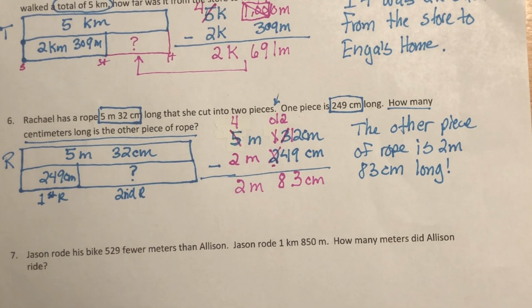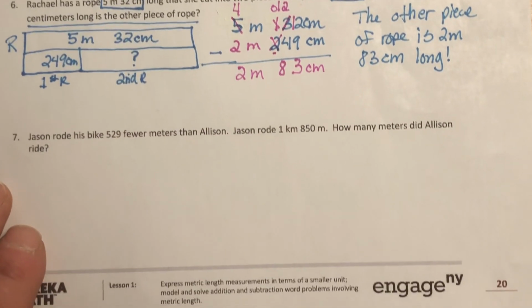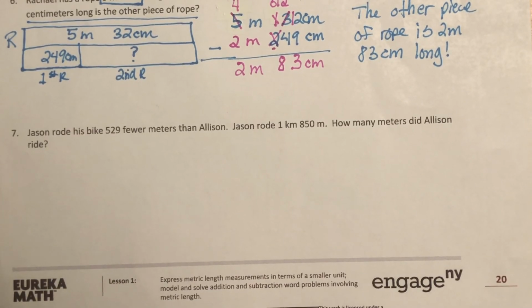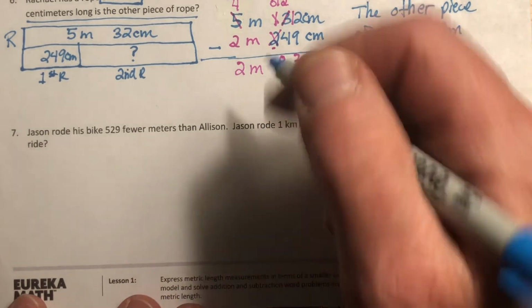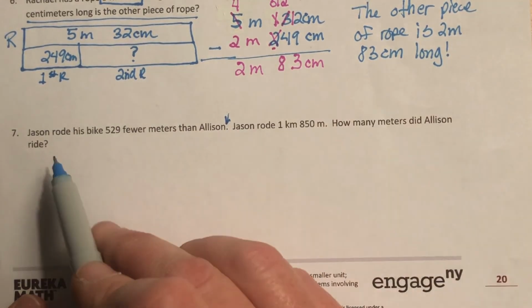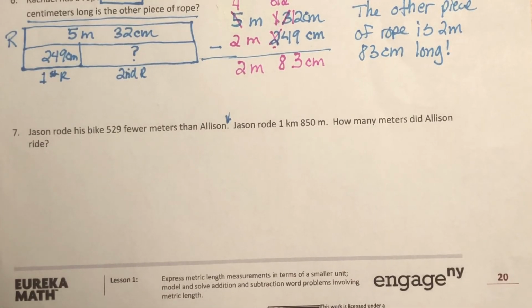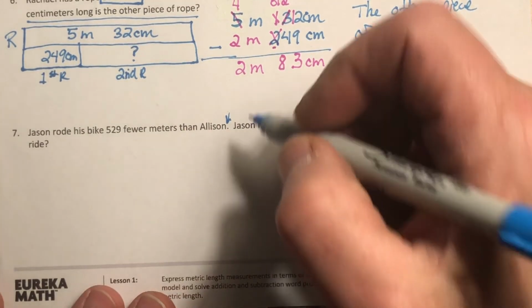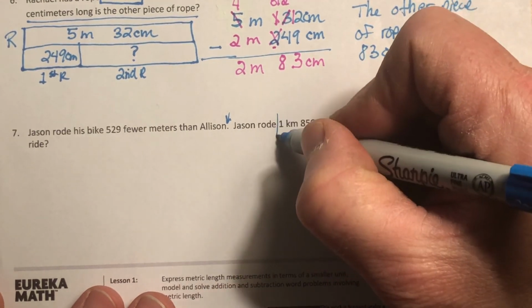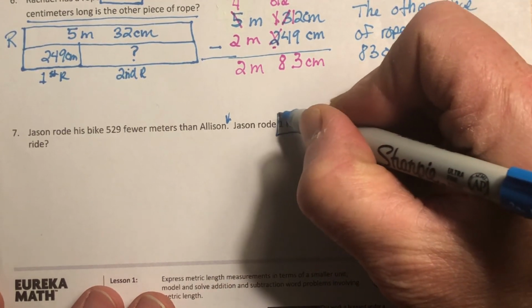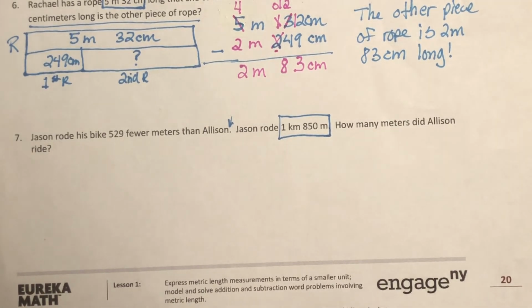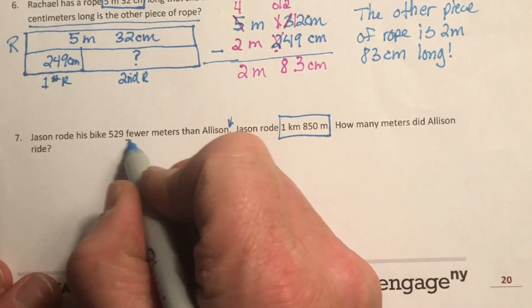All right, so the last one here is all about Jason. And Jason rode his bike 529 fewer meters than Allison, period, stop. Okay, so Jason rode his bike 529 fewer meters than Allison. Okay, so less. And then Jason rode this far, 1 kilometer, 850 meters. How many meters did Allison ride? Okay, so this one's tricky. We gotta understand what this fewer means, okay?